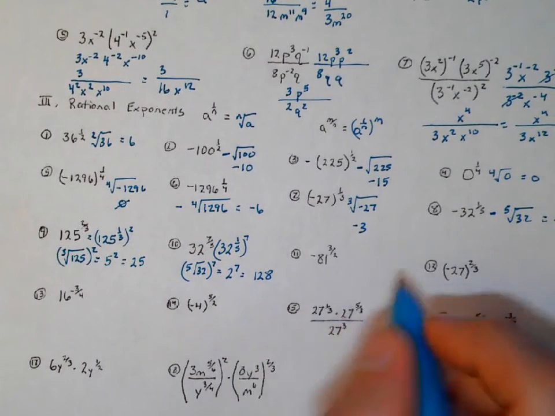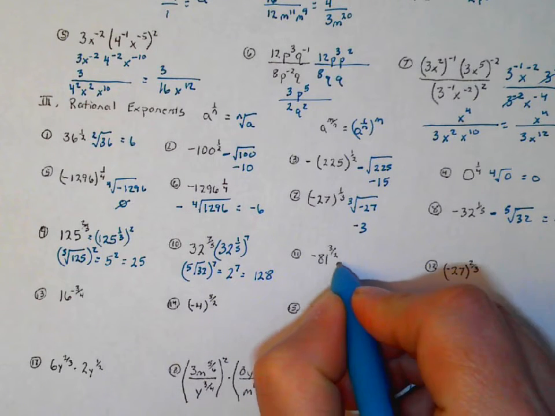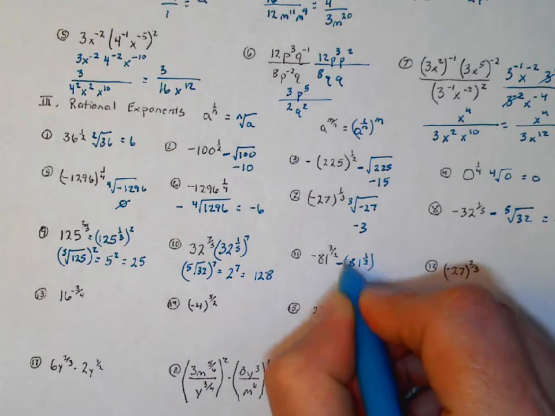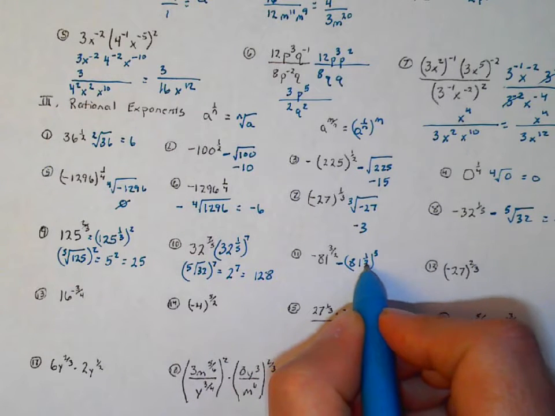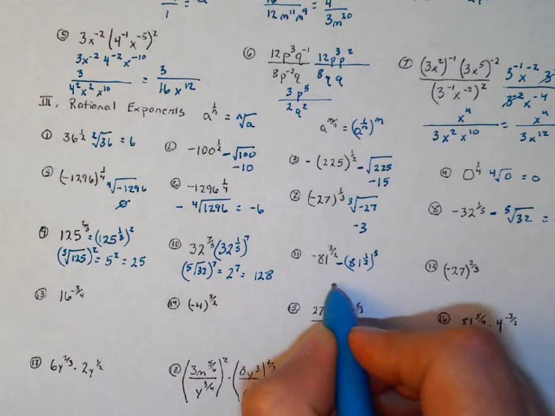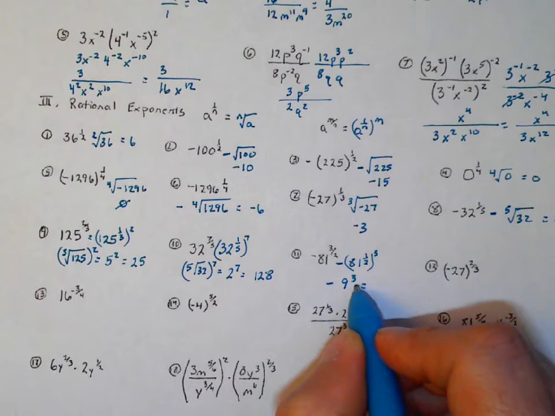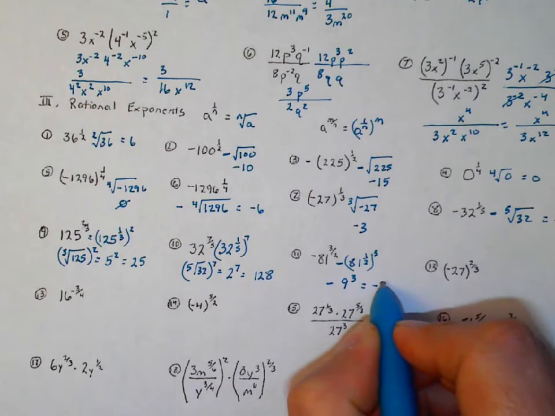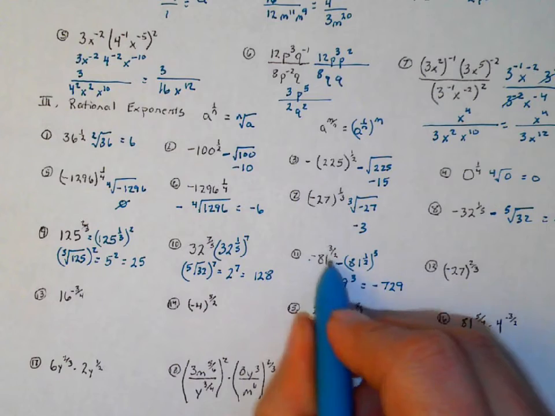Okay, this one here, the negative is not in parentheses, so the negative stays out front. And we have 81 to the 1/2 power to the third. And hopefully you don't have to keep writing this. 1/2 power, you know, is square root, so the square root of 81 would be 9. And then 9 to the third, 9 times 9 times 9, is 729. And since the negative is out front, it doesn't go with that.